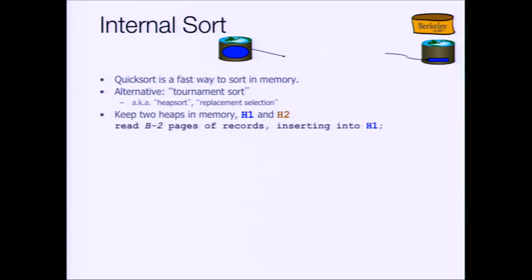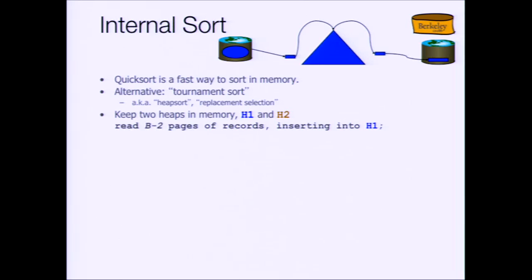We're actually going to have 2 heaps in memory. The blue one, which we'll call H1, and the brown one, which we'll call H2. We're going to start by reading in B minus 2 blocks and inserting all the records into H1. So we're going to build a big H1 heap in memory. We're going to have an input buffer and an output buffer, which is why it's minus 2. But here's what's going to happen.